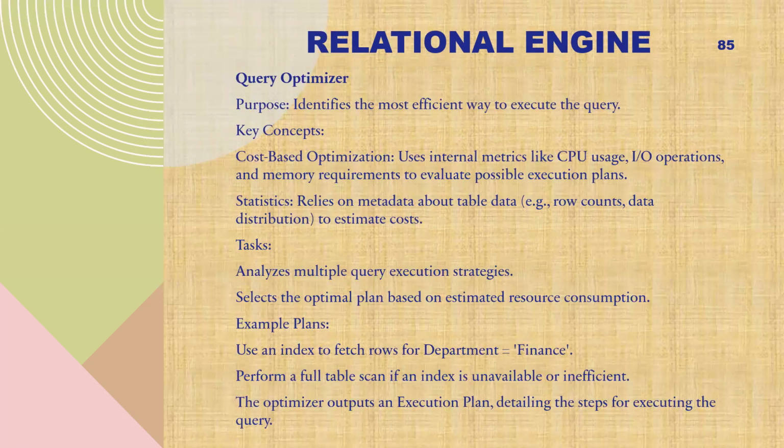Now the query optimizer. We have talked about what the query optimizer does. It identifies the most efficient way in which the query can be executed. Cost-based optimization considers how much CPU, I/O operations and memory it is going to use. Everything is done in the query optimizer. For example, use an index to fetch. We already covered indexes in the first part, right?